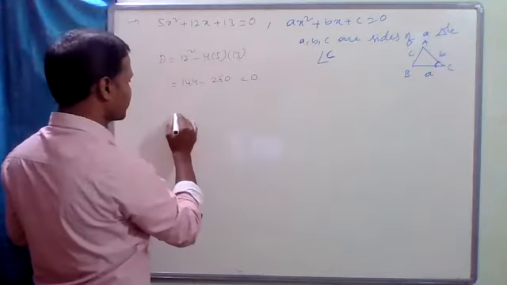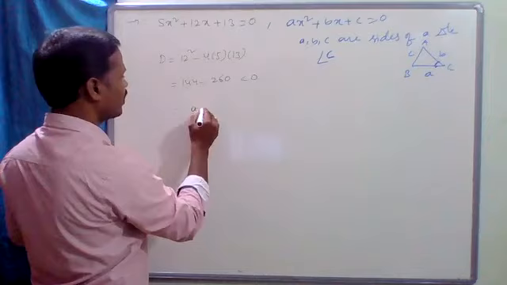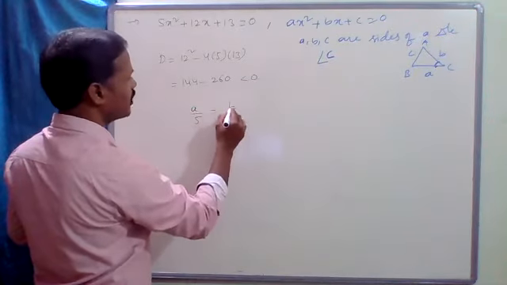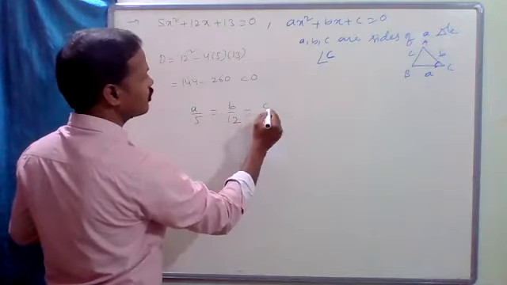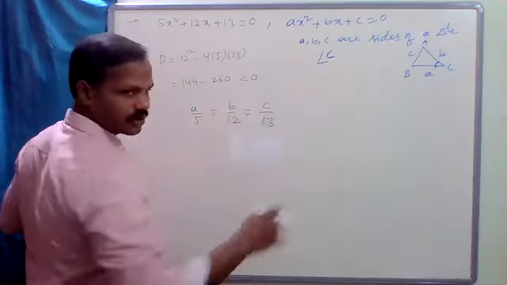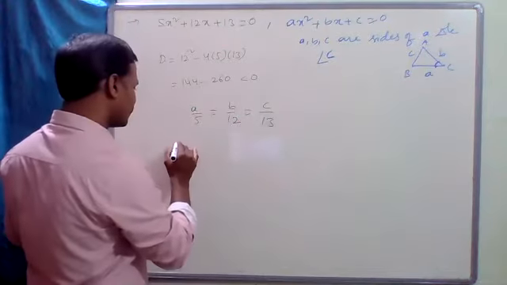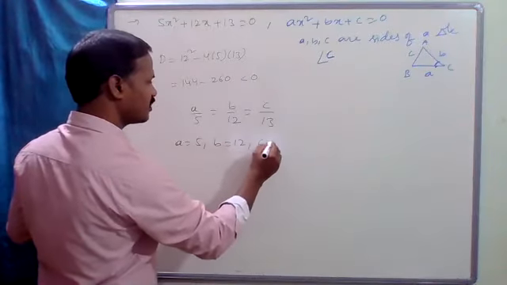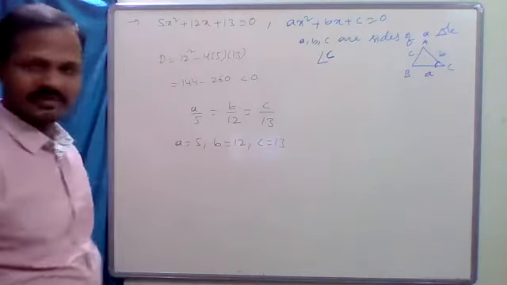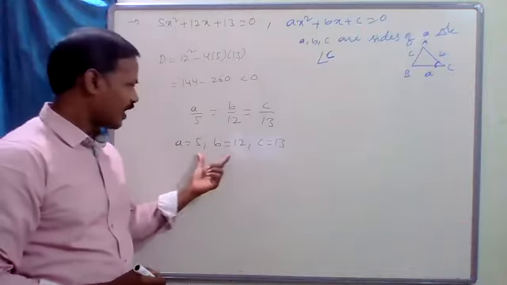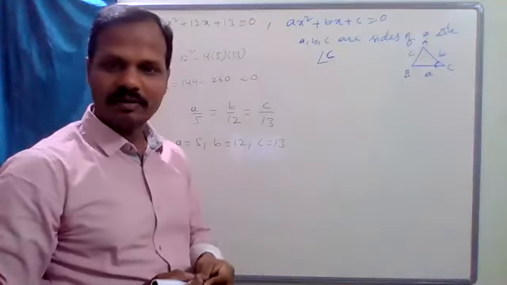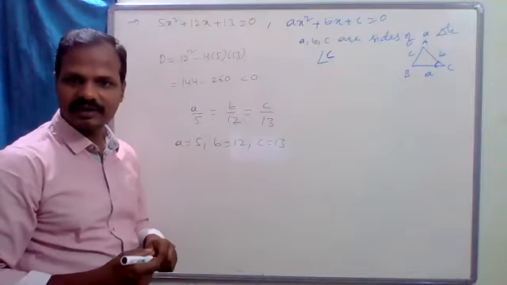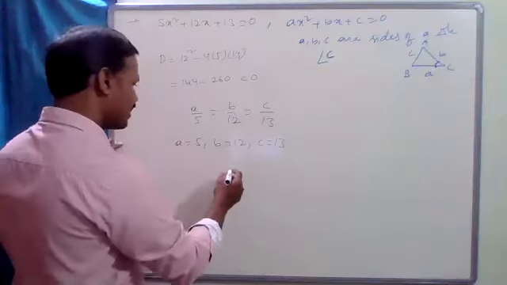So since both roots are common, a by 5 equal to b by 12 equal to c by 13. Let the ratio be equal to some 1. So we can consider a equal to 5, b equal to 12 and c equal to 13. So 5, 12, 13 form a right angle triangle. If 5, 12, 13 are the sides of a triangle, they form a right angle triangle.